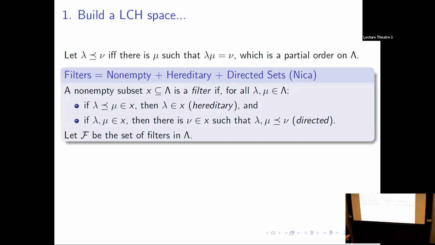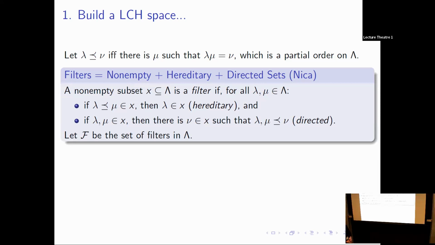And these are exactly the non-empty hereditary directed sets that Jack was talking about the other day, going back to Nika's work in 1992, which I'm calling filters, and that's just because the same definition seems to work in so many different contexts if you just are willing to turn your partial order or pre-order in a different direction. And so it seems like the terminology filter can just generalize across these different things.